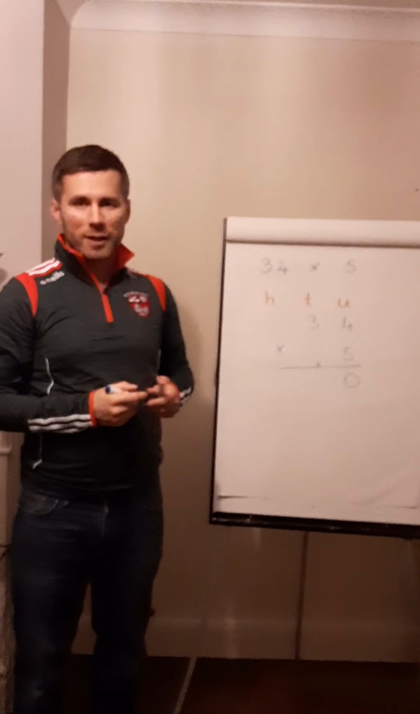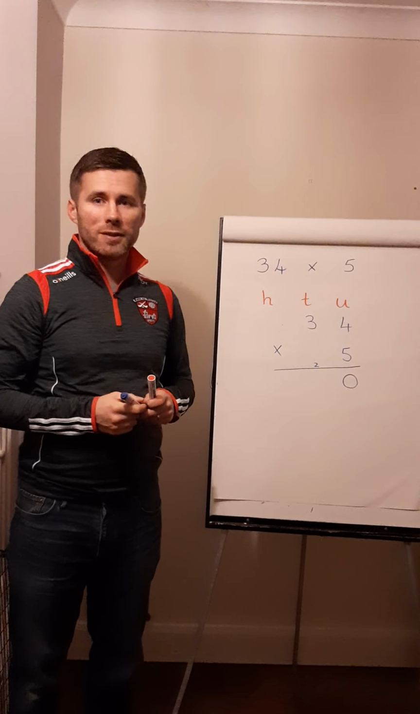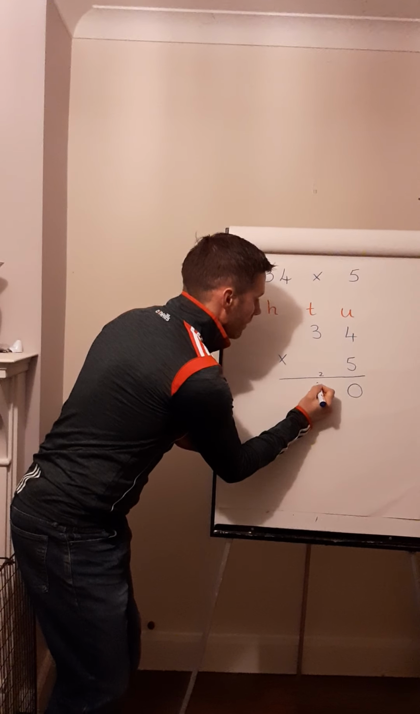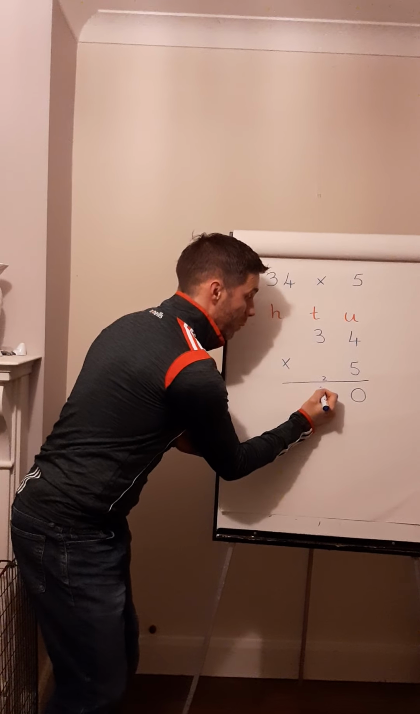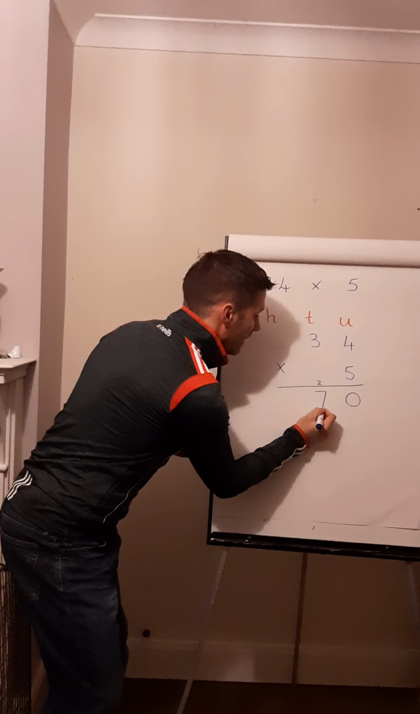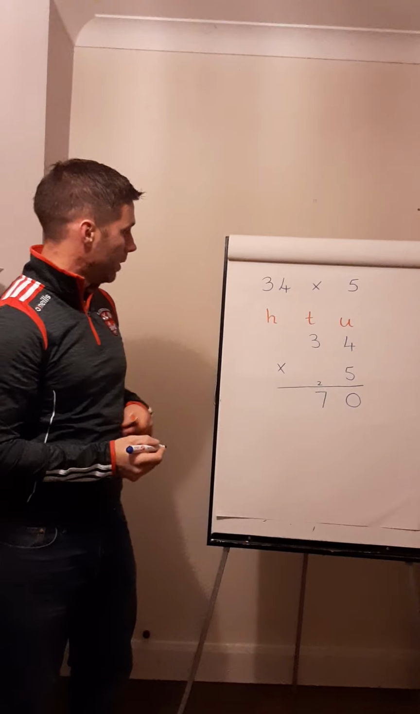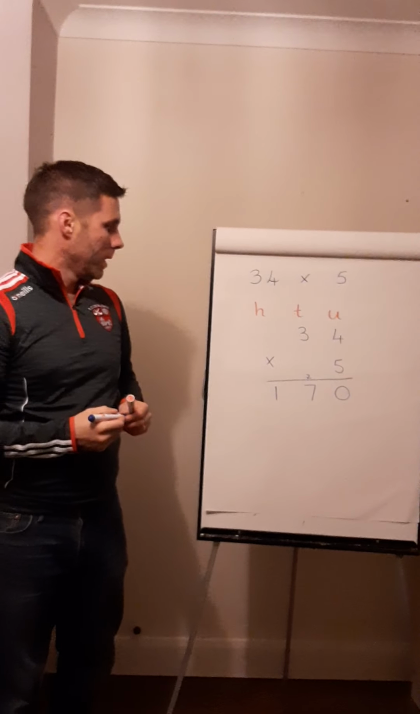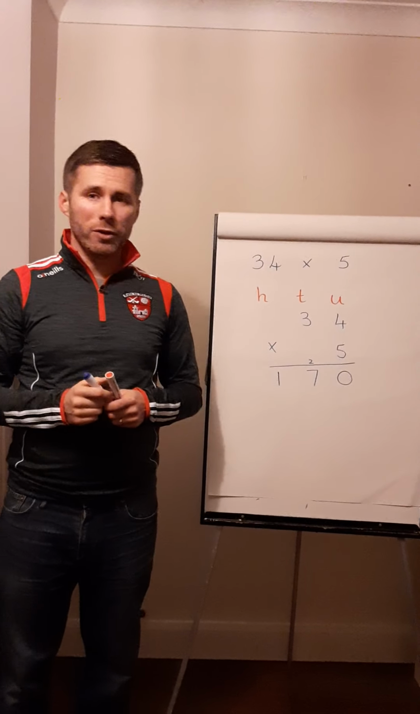5 threes are 15, plus the 2 tens we carried gives us 17 tens. So, 17 tens is the same as 107 tens. So put our 7 tens in the tens answer column. And because we've no hundreds to multiply by, we'll put our 100 into our hundreds answer column. And our answer is 170.